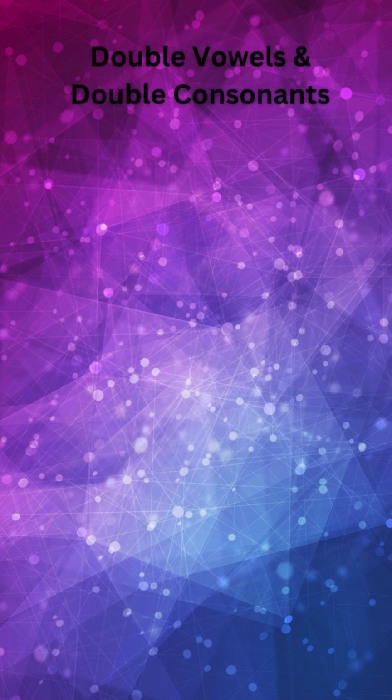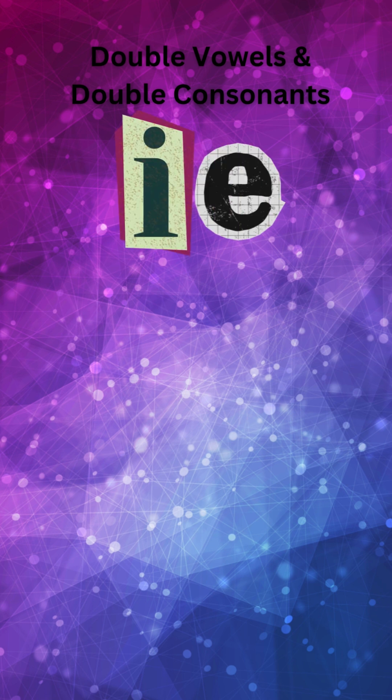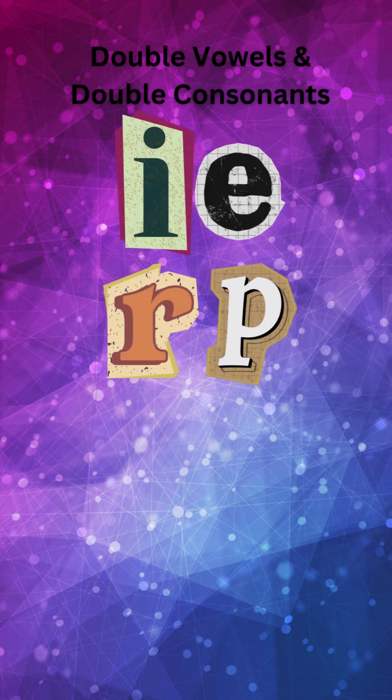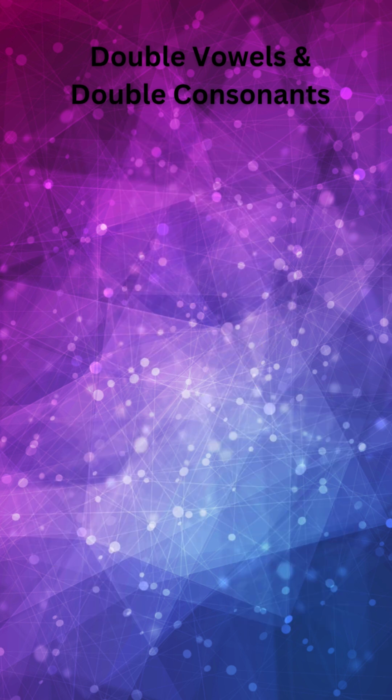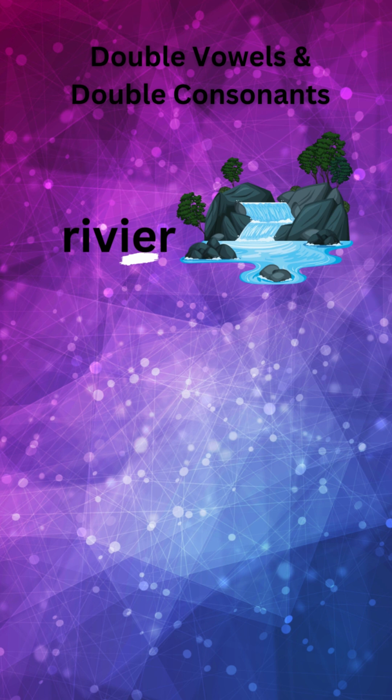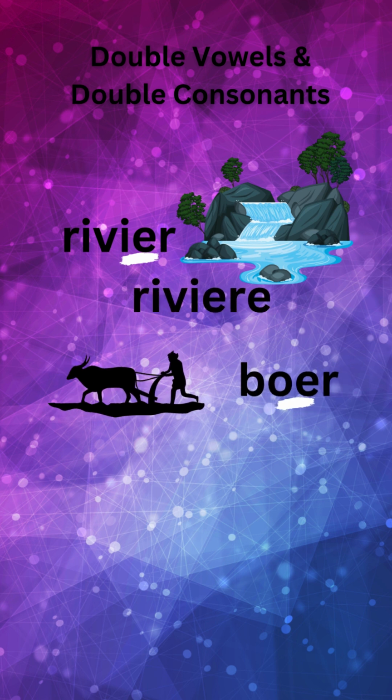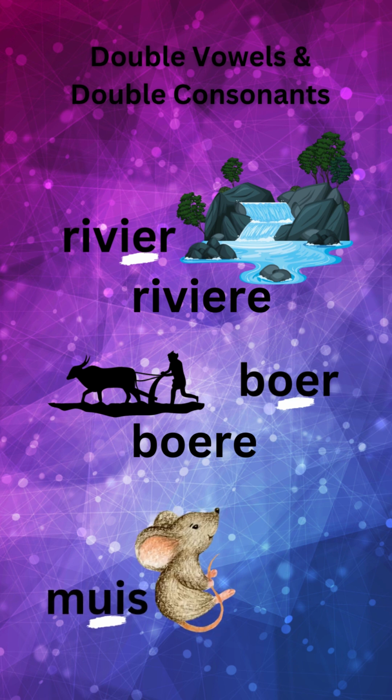To form plurals of words that contain double vowels or end in a double consonant, we simply add an E to the end of the word. Examples of double vowels include rivier, which becomes riviera, boer, which becomes boera, and mace, which becomes mesa.